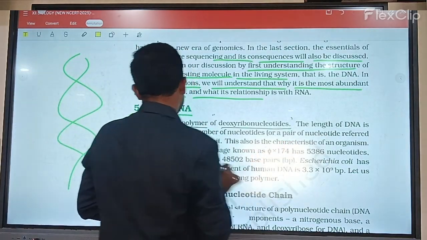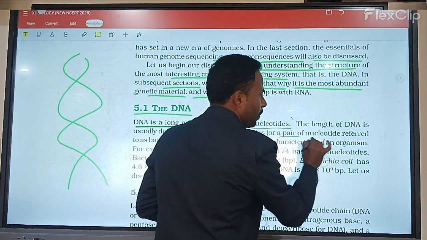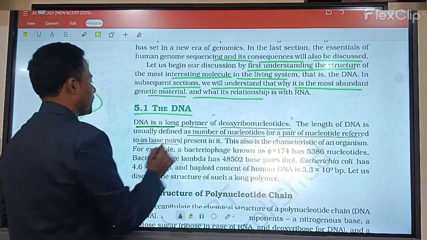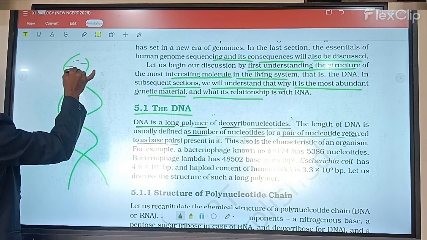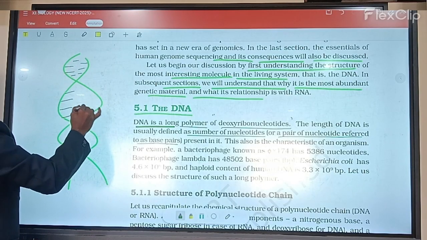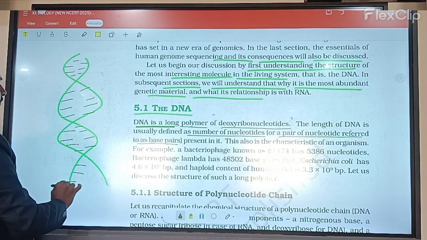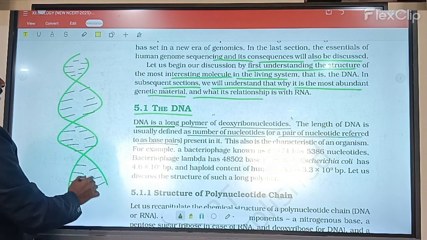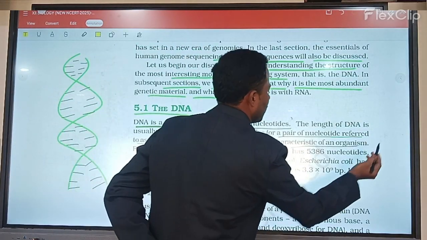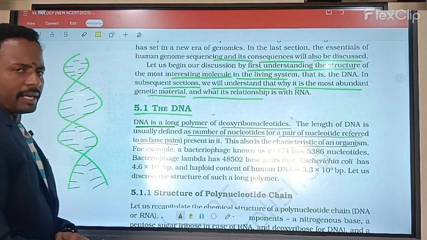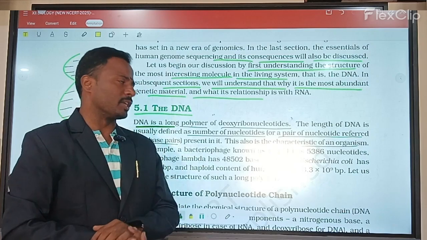The length of DNA is usually defined as the number of nucleotides, that is, pairs of nucleotides, referred to as base pairs. The total length of the DNA depends upon how many base pairs are present, so we can easily calculate the total DNA. This is also a characteristic of any organism, so how many bases are present gives particular information.